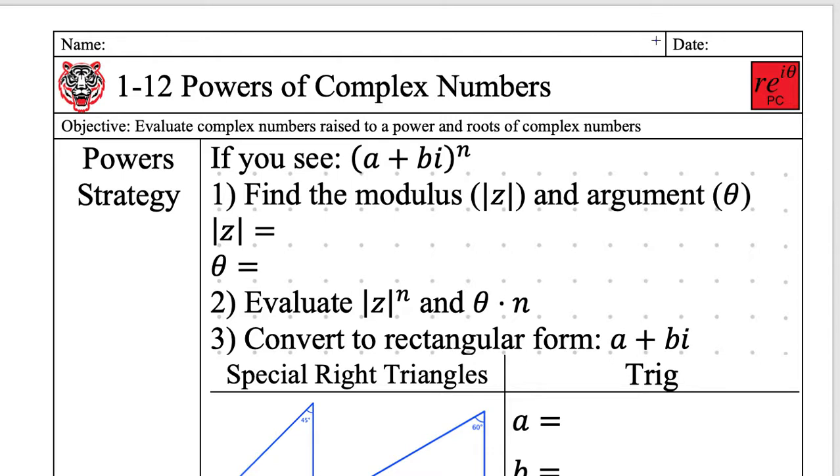All right, so today's date is Thursday, September 26, 9/26, 2019. Today we're talking about powers of complex numbers.